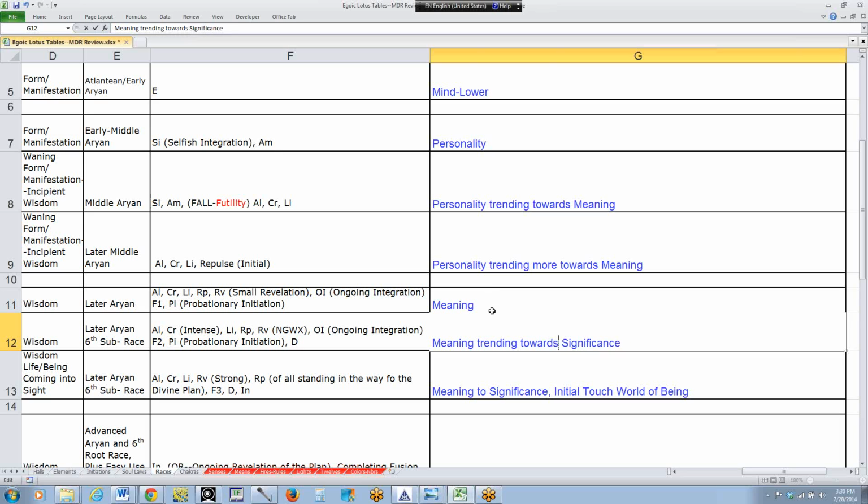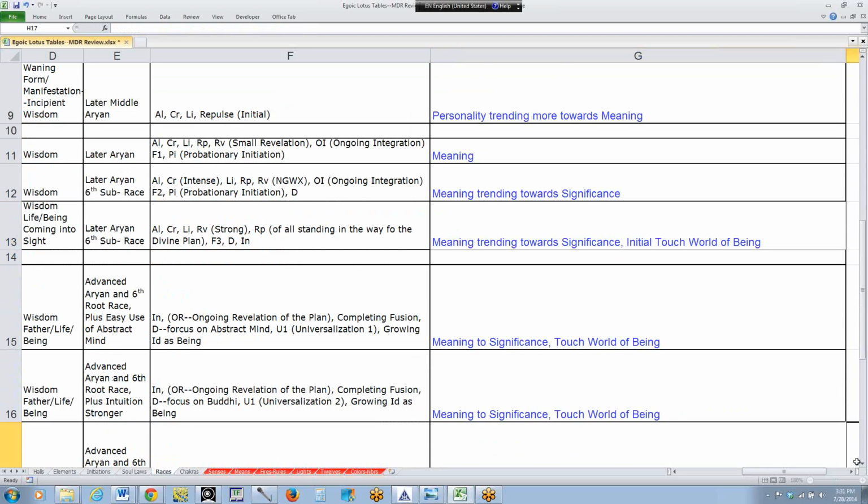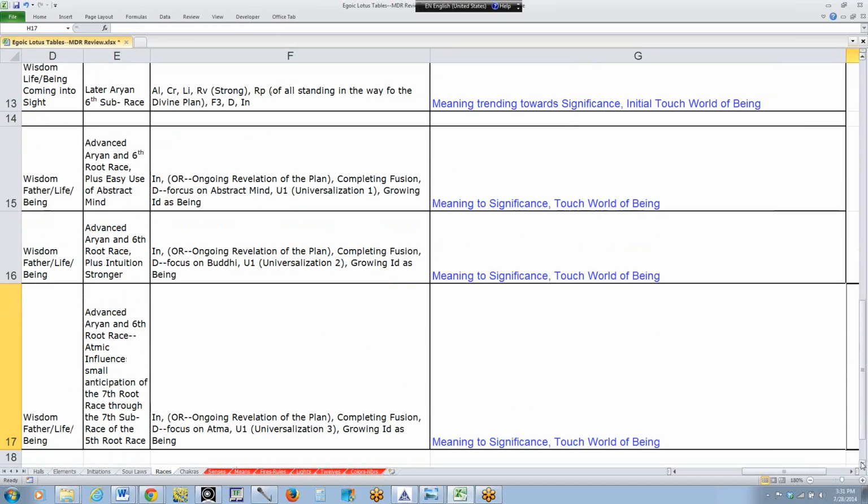towards significance, and I will say of petal number 9 that building of the antakarana continues, and the power to use the abstract mind continues. Even the abstract mind is just the lower part of the world of significance. It's not really in the cosmic ethers. And then we continue towards the world of significance, because you can't really say you live in it until the egoic lotus is no longer present.